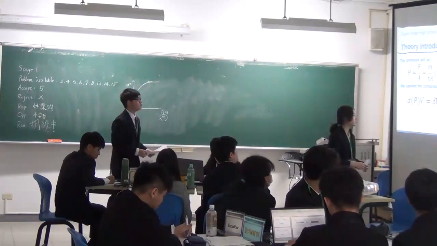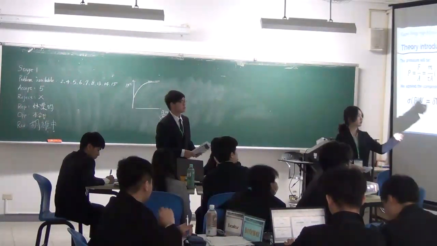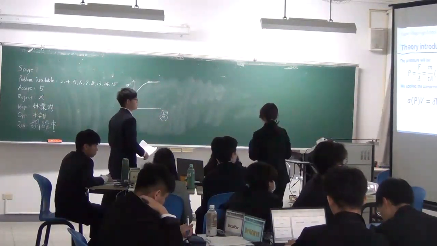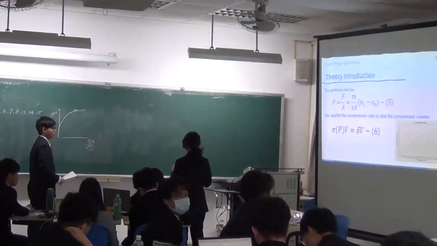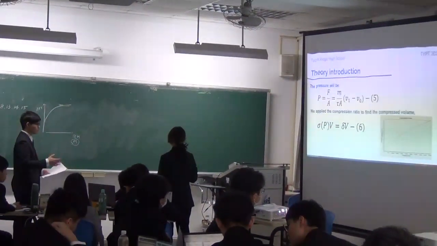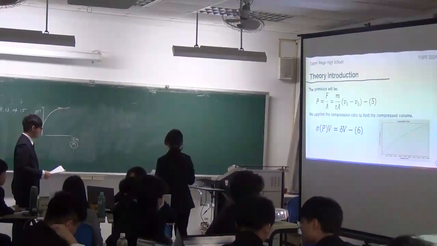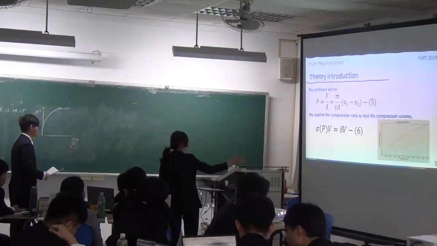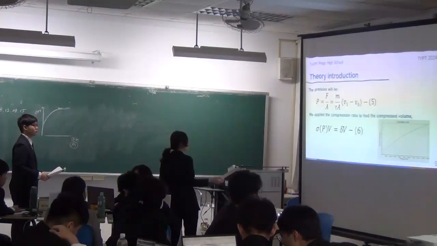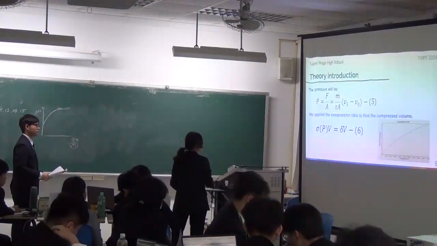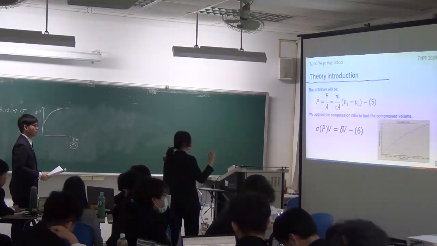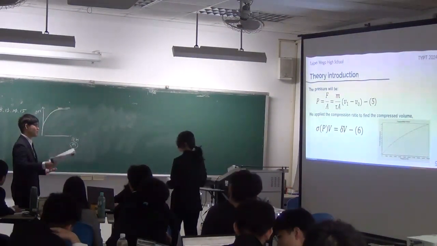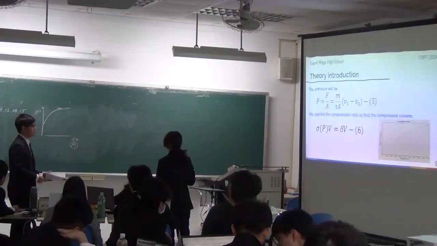So here's the graph of the compressibility of water. It is actually the percentage value that is compressed. So no matter what the volume of the water is, they'll all follow this chart. And this chart is only affected by the pressure. The compression ratio will stay the same since there is the same pressure.